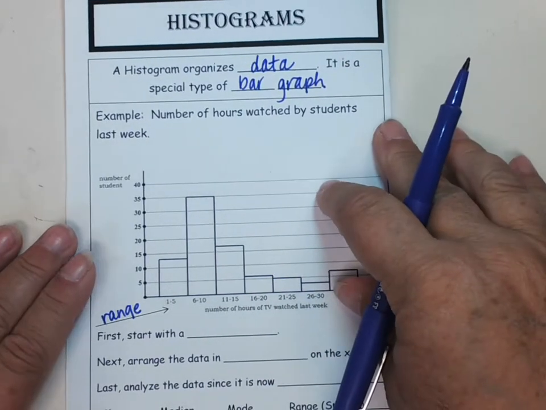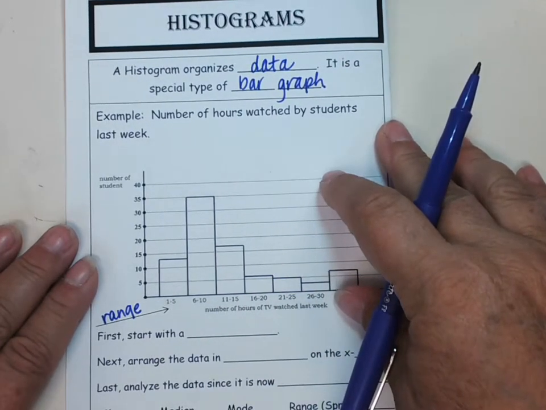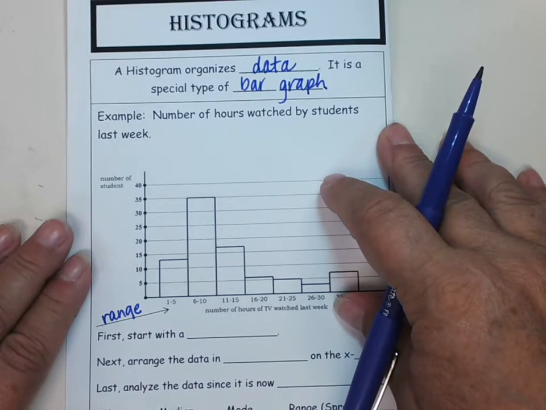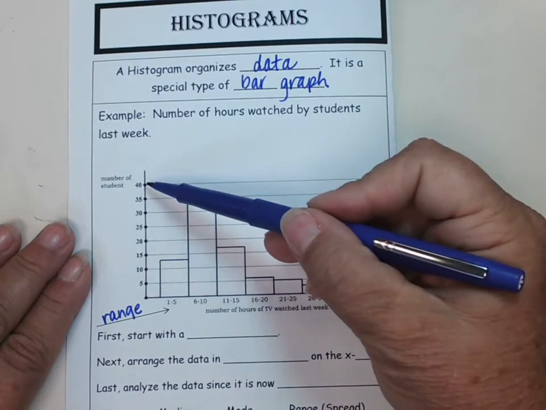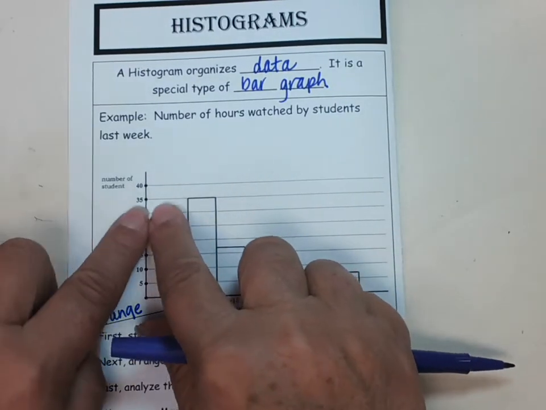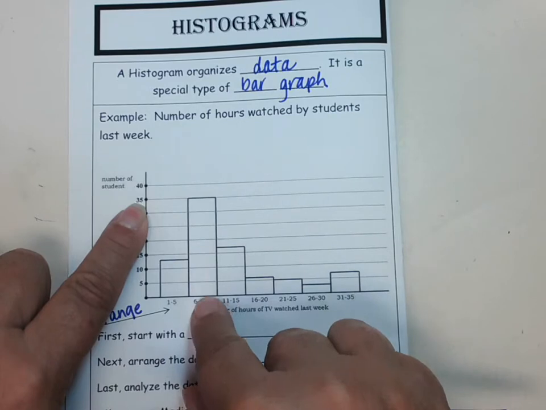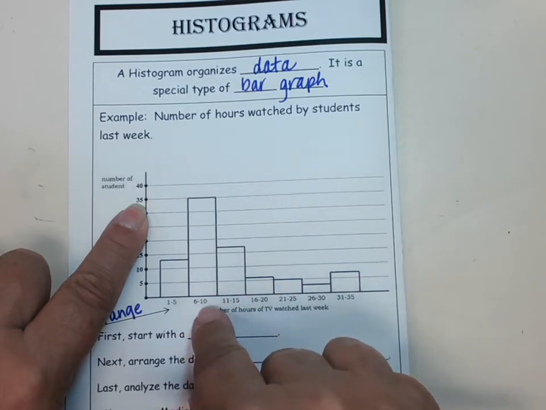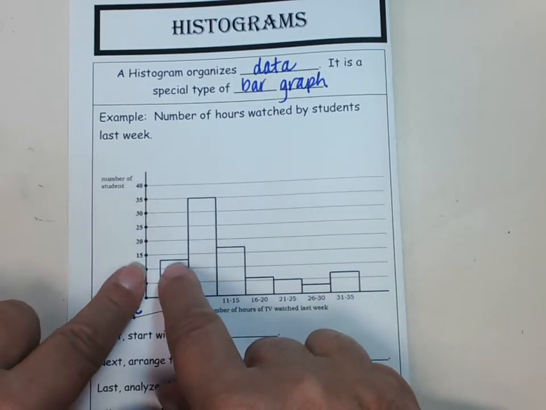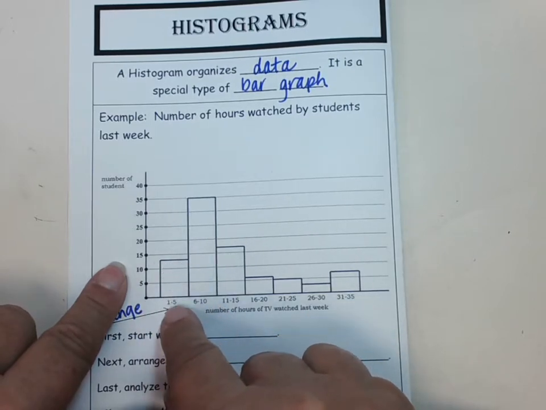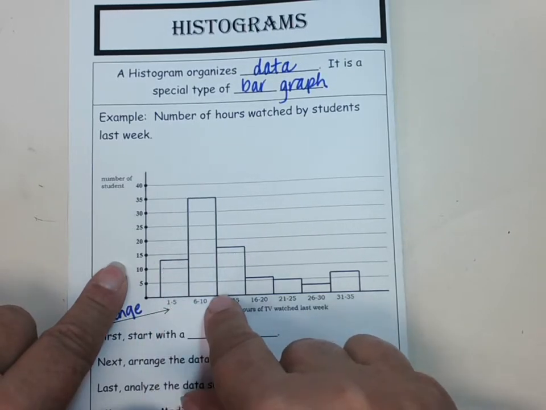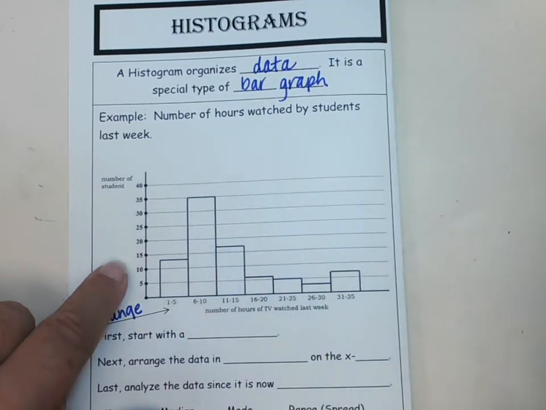Okay, so this is the number of TV hours watched by students last week. This one is probably way more appropriate than the other one. So here's the number of students. So 35 students watched between 6 and 10 hours. 13 students watched between 1 and 5 hours of TV. Okay, so you get the idea.